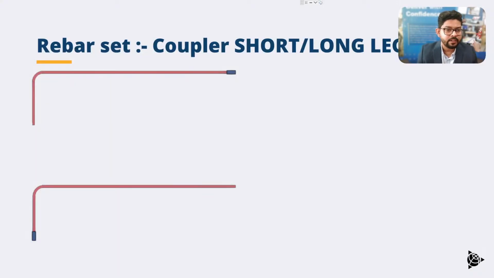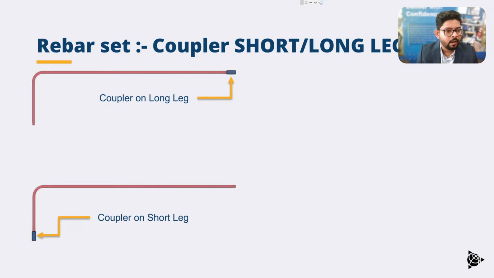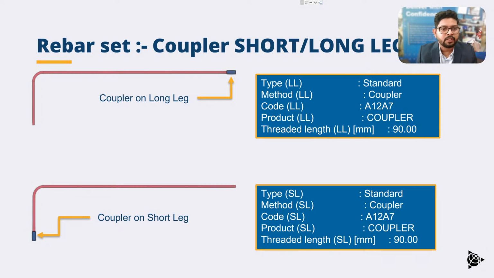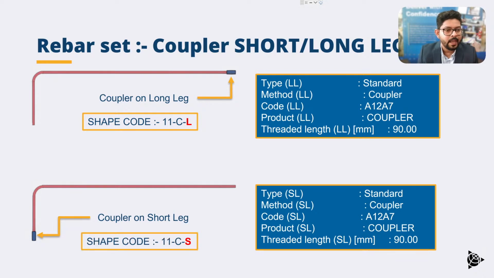And now with the new improvements in rebar sets, it can report if a coupler is applied to a long leg of a bend-shaped rebar or a short leg of a bend-shaped rebar. And also the coupler attributes are stored in separate UDAs marking long leg and short leg, as in this case. And furthermore, with these user-defined attributes, you can create a unique shape code indicating that the coupler is present on the long leg of the bend-shaped rebar. And for a similar shape, if the coupler is present on the short leg, you can also annotate it in the shape code like in this way.